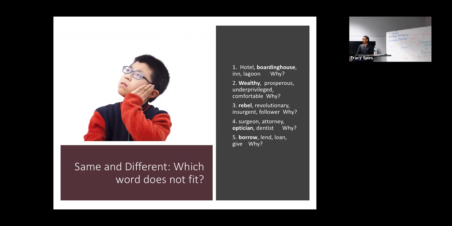It's the opposite. Because the other words, well, you also can say the prefix un tells me not, based on my word series. So if I'm not privileged, it means I do not have something, whereas wealthy and prosperous and comfortable means I have luxuries or amenities or things. Okay. Number 3, rebel, revolutionary, insurgent, follower. Which word doesn't fit? Follower. Why? The others are going against.